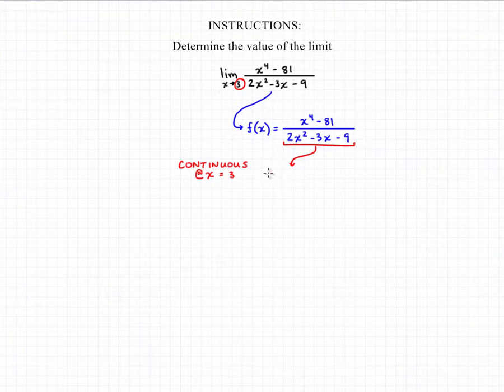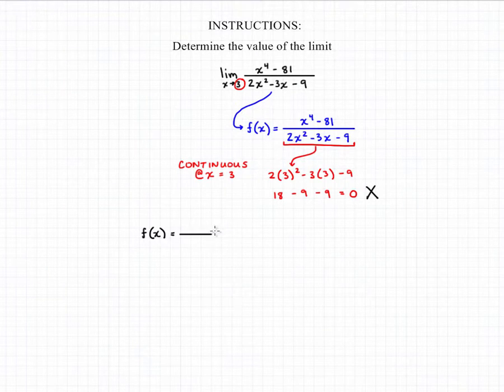Now the only way that that's not going to happen is if we substitute 3 into the denominator and we end up getting 0. That means we'd be dividing by 0 and we wouldn't have a defined function. And unfortunately that's the case here, so this function as it stands is not continuous at x equals 3 and we can't use direct substitution. However, if we factor the numerator and the denominator, we can come up with an abridged version of this function which might allow us to plug in 3.